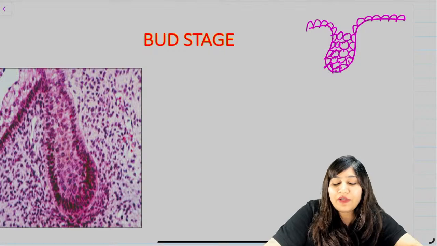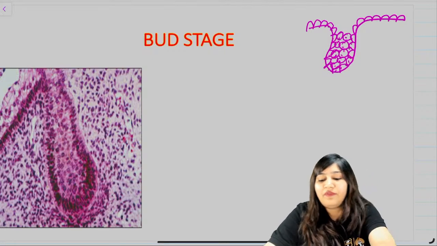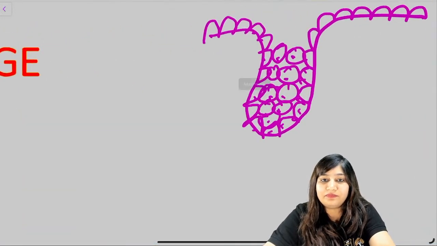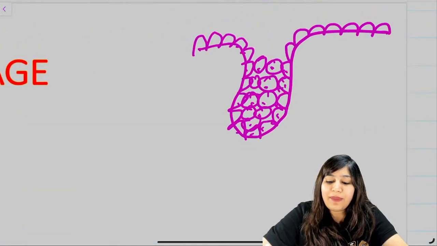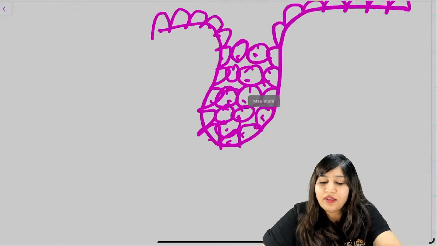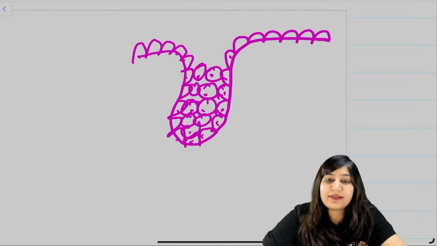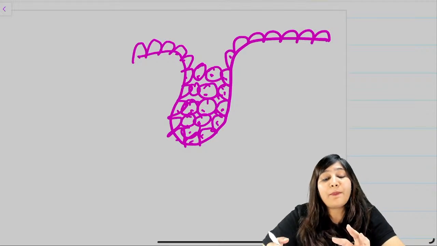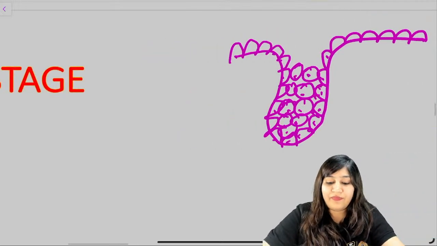So basically we are having a two cell layered structure here. We are having two layers of cells here. At the periphery we are having low columnar cells, and centrally we are having polyhedral cells.